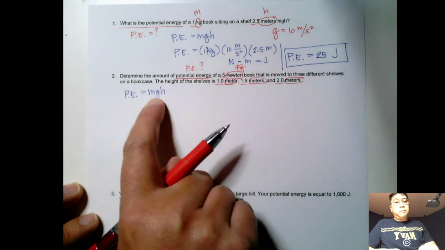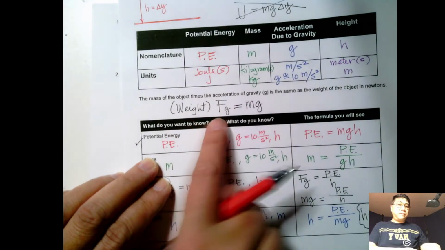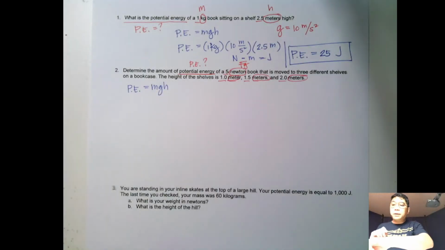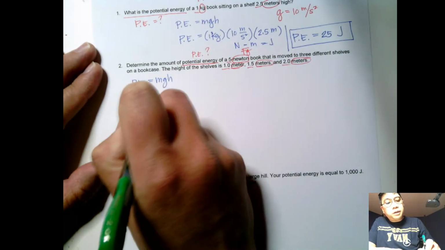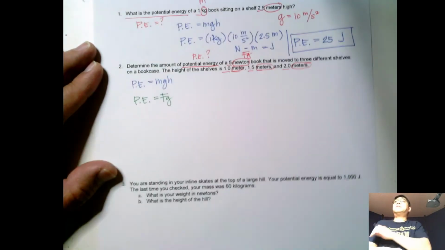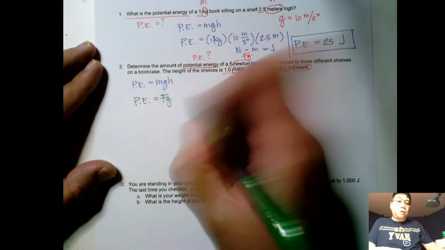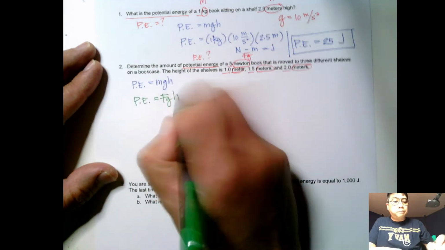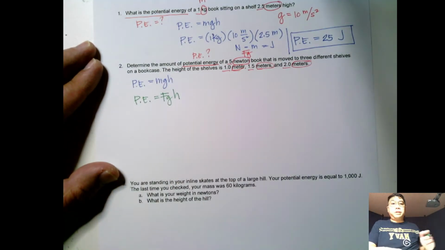Now the thing is, we need mass times g, but we don't have the mass. However, in our notes, we also know that Fg is equivalent to mass times g. So basically, we can modify the way we write our potential energy equation using Fg, because Fg is equivalent to m times g. F sub g, which is force of gravity or weight, you multiply it by the height. So we're just going to use this same equation on all three different heights.